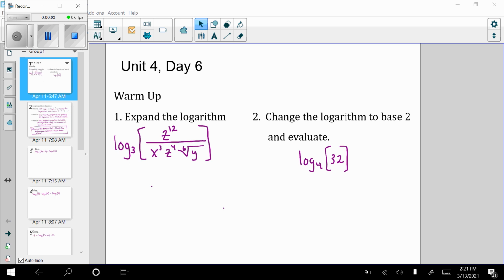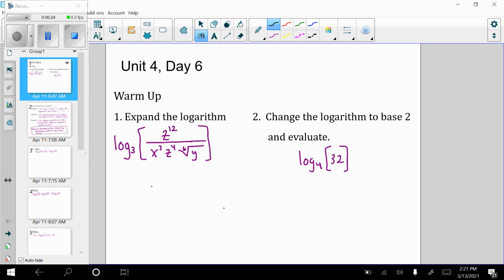Okay, Unit 4, Day 6. Today we will solve logarithms. So moving right along with the idea of logs. Okay, so we're going to do a quick warm-up, just review properties of logs, and then see how the change of base is going to help us to evaluate problem number 2.